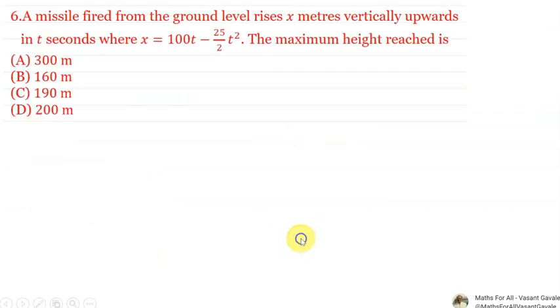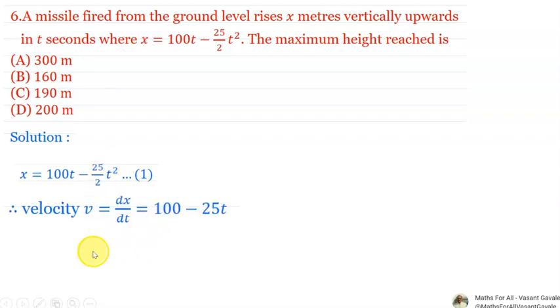Next example. A missile fired from the ground level rises x meter vertically upward in t second, where x is equals to 100t minus 25 upon 2 into t square. The maximum height reached is, okay, maximum height आपल्याला find out करायचे when its velocity will be 0. x is equals to 100t minus 25 upon 2 into t square. This is the first expression.